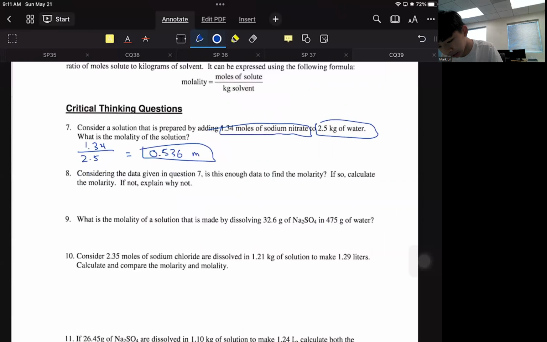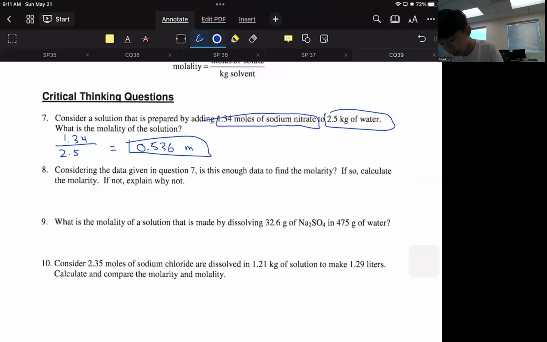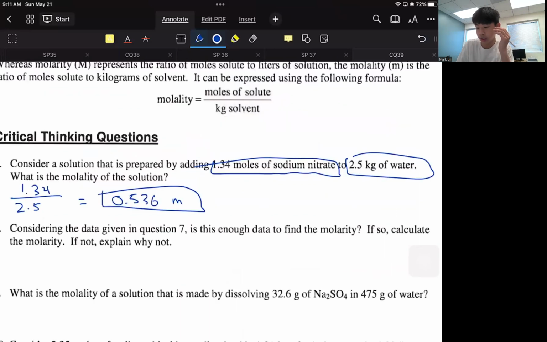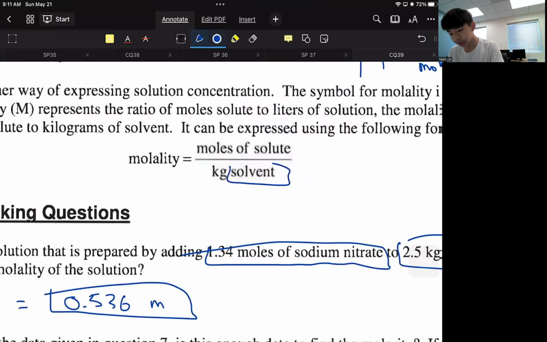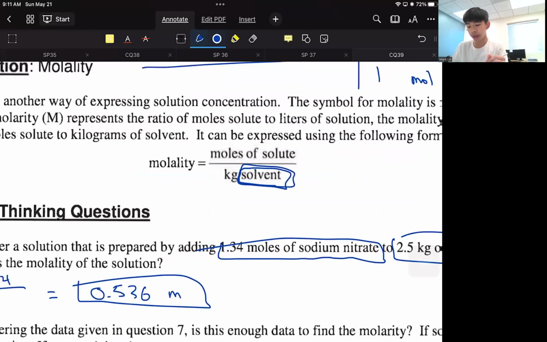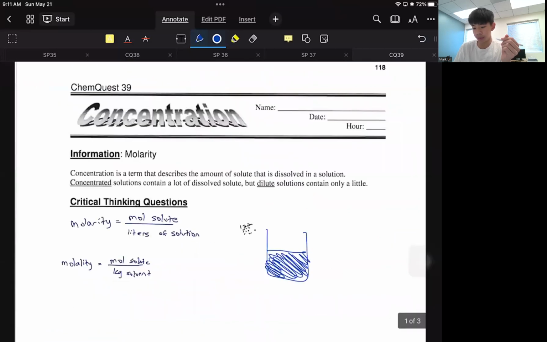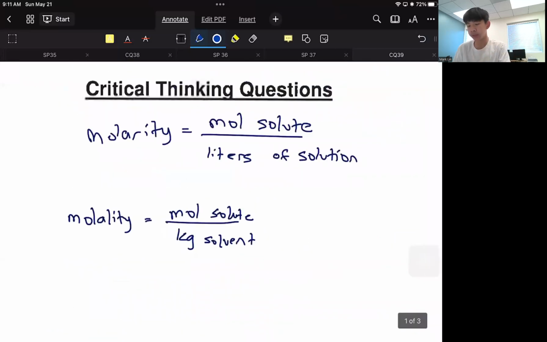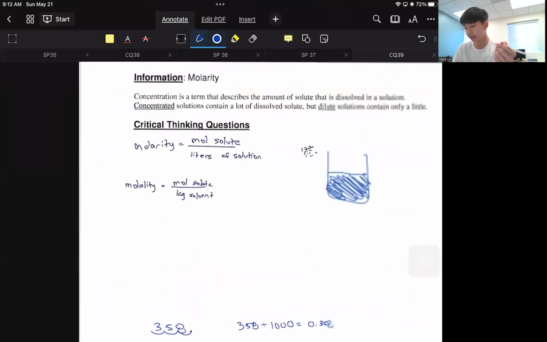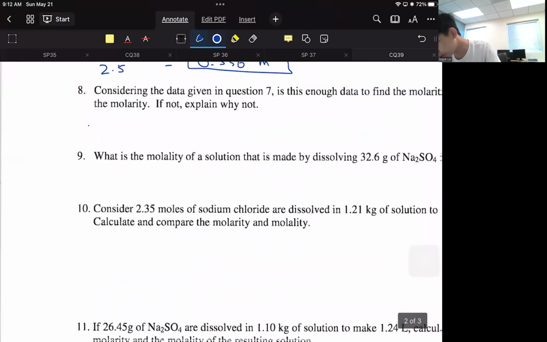Number 8, consider the data given in question 7. Is this enough data to find the molarity? If so, calculate the molarity. If not, explain why not. So this is actually not enough information. This is because molality is different from molarity. Molality has kilograms of solvent, right? But molarity has the liters of solution, and solution and solvent are two different things. So I would put no, because the volume of solution isn't given.